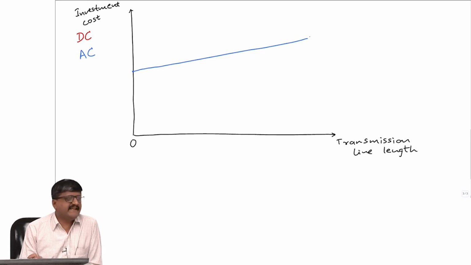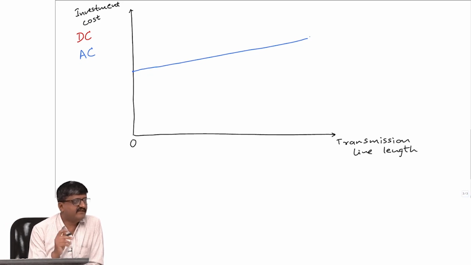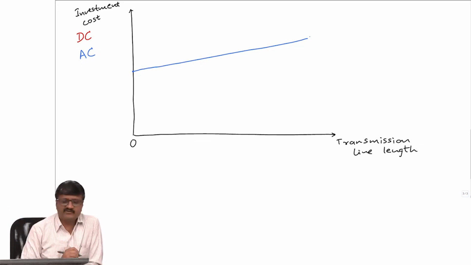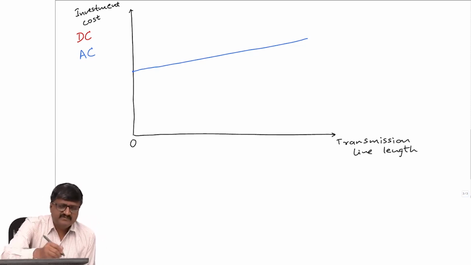Now, if I take AC, how does the investment cost vary as a function of transmission line length? Here also it is dependent on the right of way, conductor, insulator, tower. All these are proportional to the transmission line length, but the slope is more for AC. So the slope is like this.